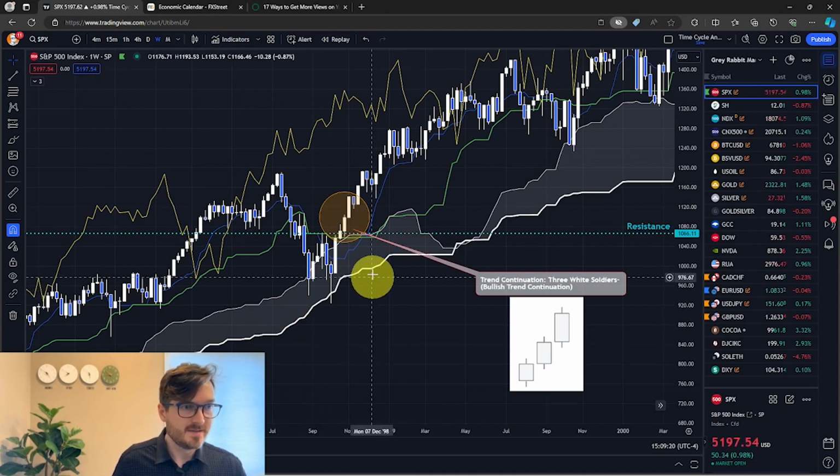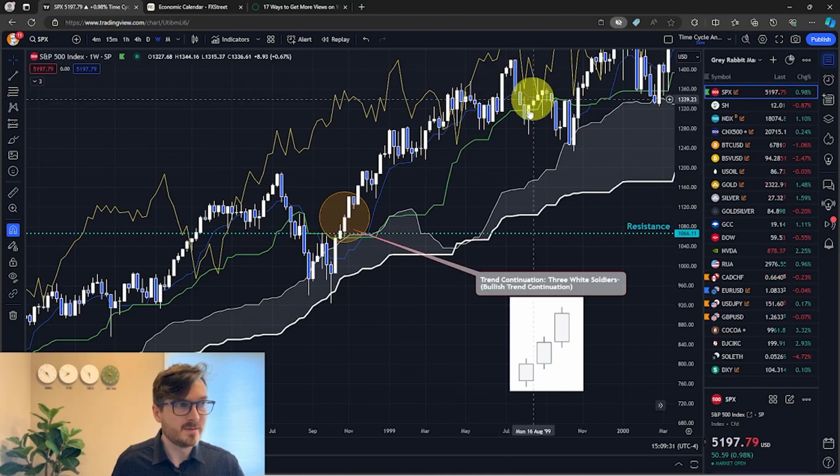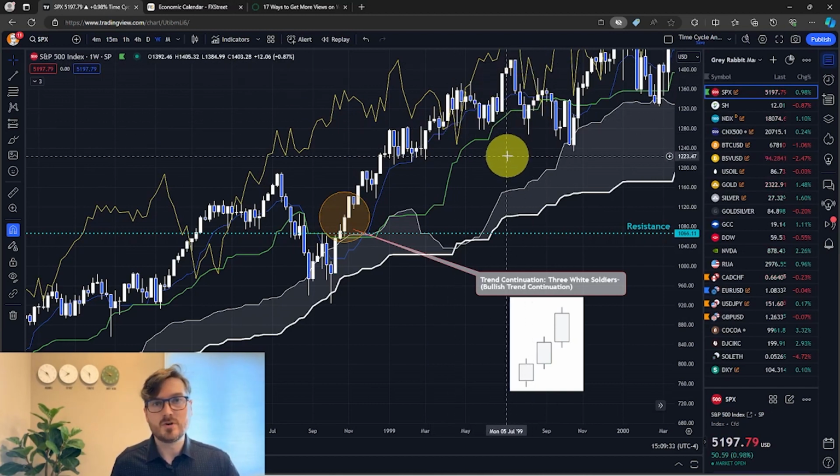Okay guys, and there you can see that once we broke resistance, we had a strong candle here, here, and here. 3 white soldiers in a row, and then this trend continued all the way up. So this was a very strong trend continuation pattern. So guys, this is very simple, very straightforward. Just look for 3 white candles and you're going to find the trend continuation pattern, especially once a resistance level has been broken.